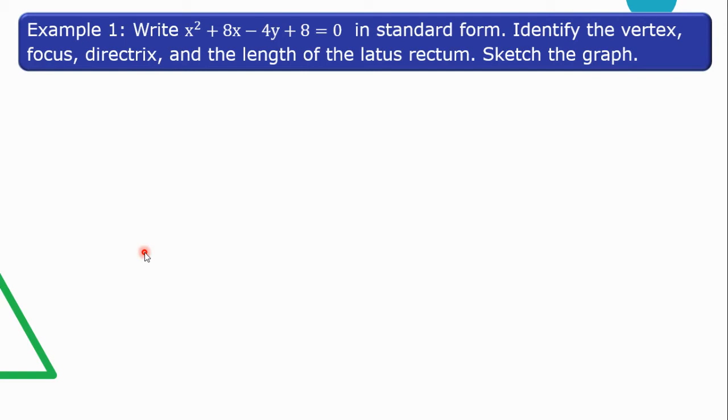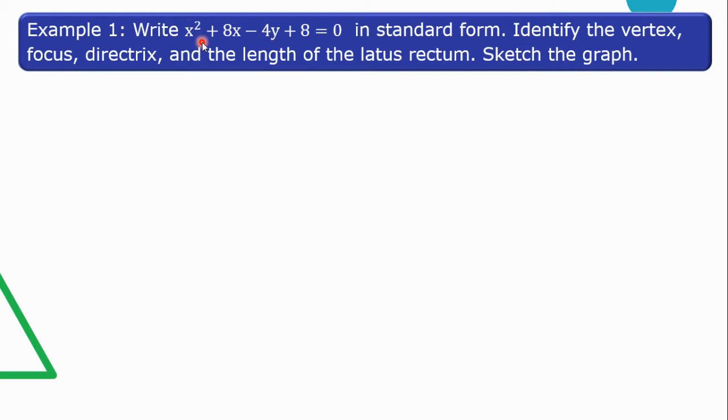Identify the vertex, focus, directrix, and the length of the latus rectum. Sketch the graph. Okay, as you noticed, our equation is in general form, equal to 0. So just by looking at the equation, we can already guess the orientation, right? Since x is squared, possibly, absolutely, our graph of the parabola is either upward or downward.